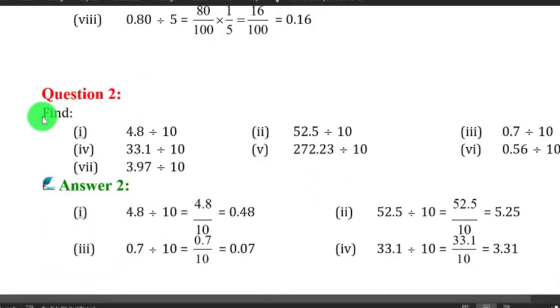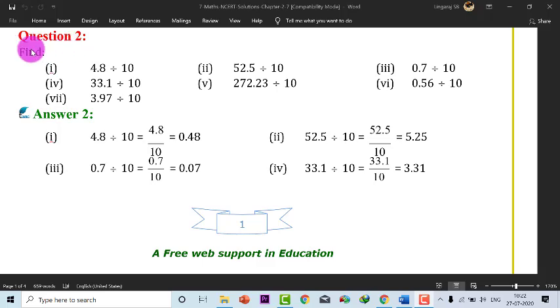Next we move to question number 2. In the second, the given questions are 4.8 divided by 10. So this will be written as 4.8 by 10. When you divide any number by 10, in decimal form, the decimal point moves one digit. So 4.8 by 10 will be written as 0.48. The second question, 52.5 divided by 10. So this will be written as 52.5 by 10. The point will move 1 place. Then your answer is 5.25.